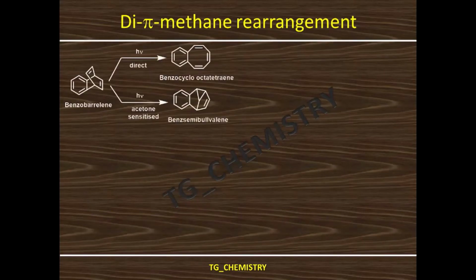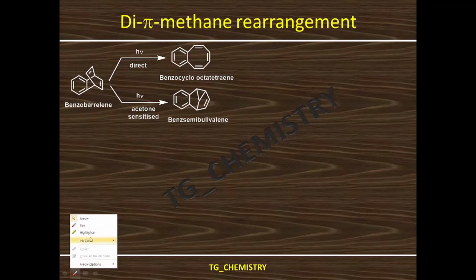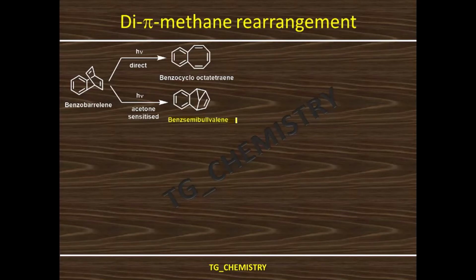There are other examples. Here you can see benzobarrelene can have two different modes of action in presence of photo irradiation. In absence of sensitizer, that is direct photo irradiation, it can lead to the structural isomer benzocyclooctatetraene, and in presence of acetone sensitizer it will lead to the semibullvalene derivative, that is benzosemibullvalene compound. So the direct mode and the sensitized mode yield different products. I hope this is understandable.